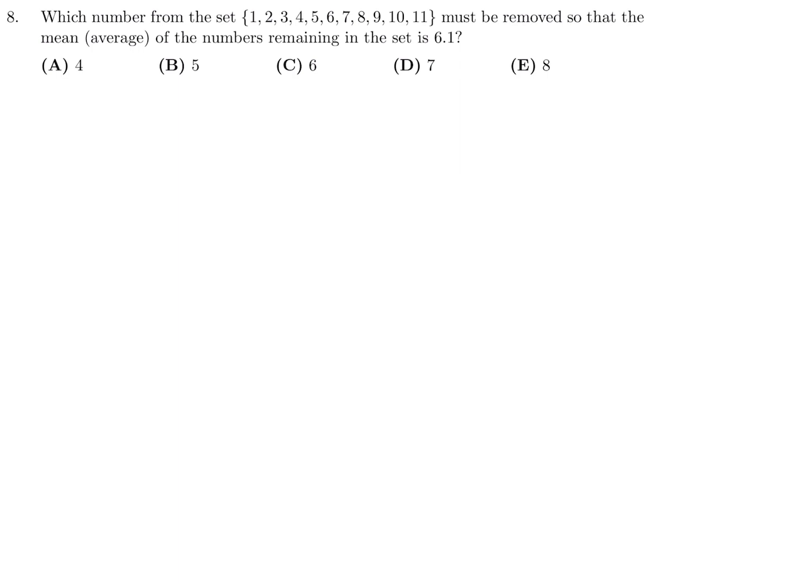Which number from this set must be removed so that the average of the remaining numbers is 6.1? Okay. Well, first and foremost, let's figure out what is the average of those numbers. It's all the way to 11, and we're dividing by 11. So 11 times 12 divided by 2. Remember that formula, n times n plus 1 over 2.